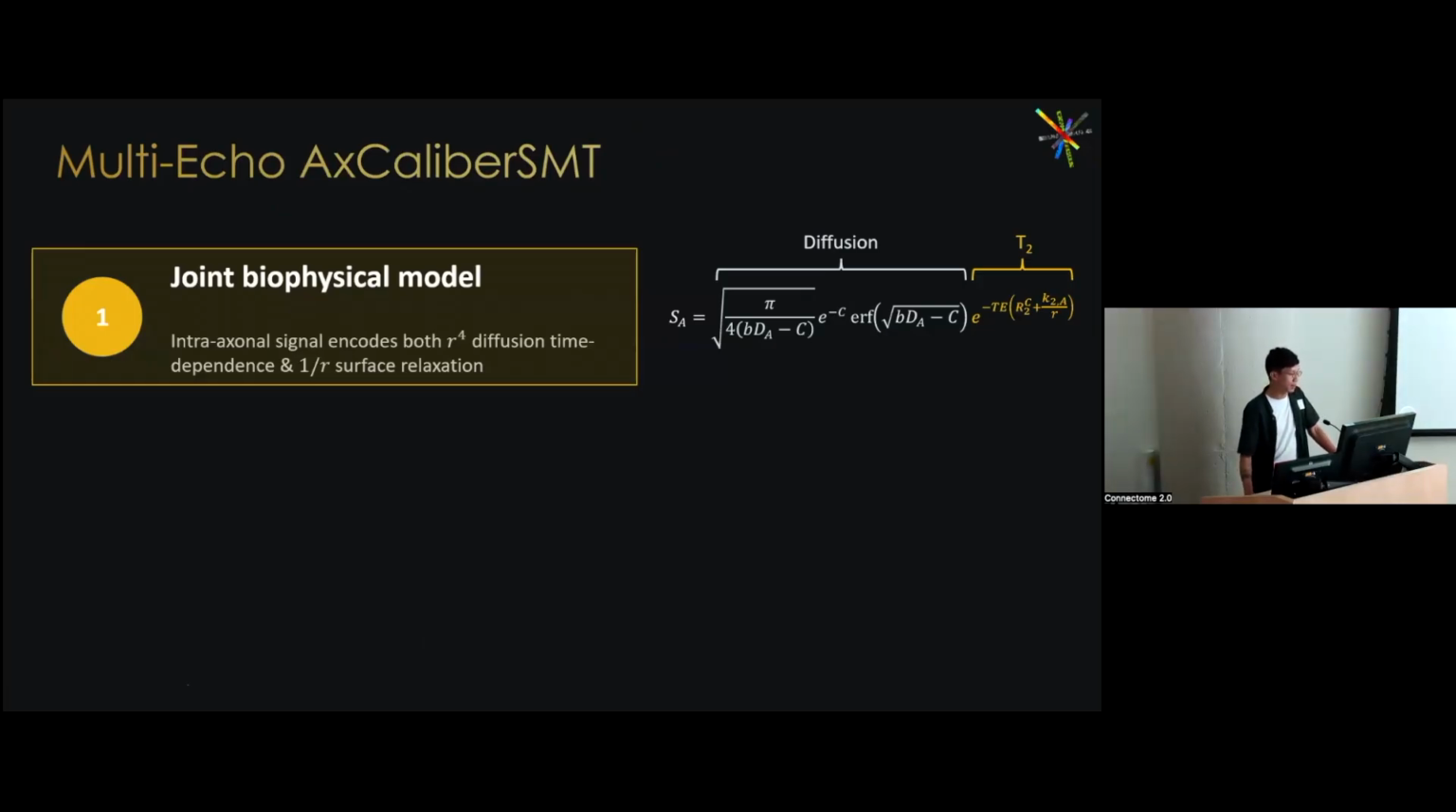So our method, we call this multi-echo Excalibur SMT, or Excalibur SMT. That involves updating the biophysical model, which has joint diffusion and T2 contrast mechanisms, where the intra-axonal signal encodes both the time-dependent diffusion contrast and the surface relaxation contrast.